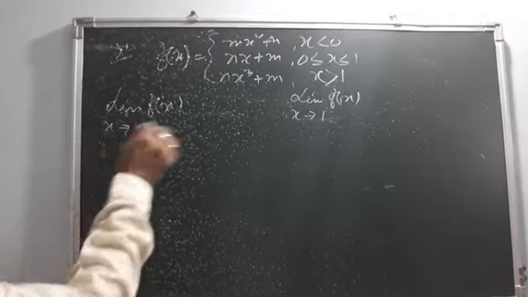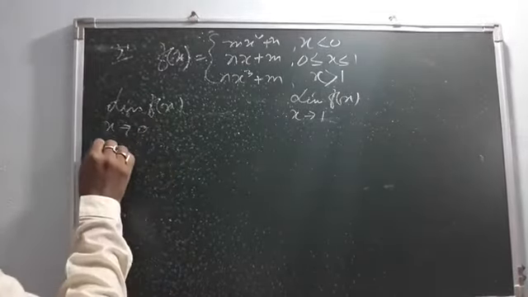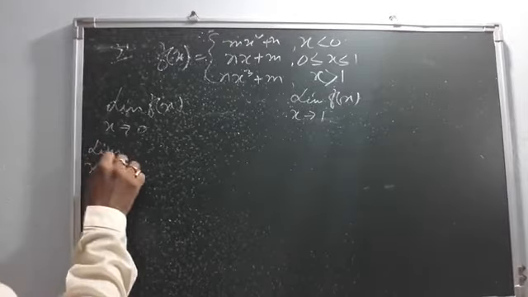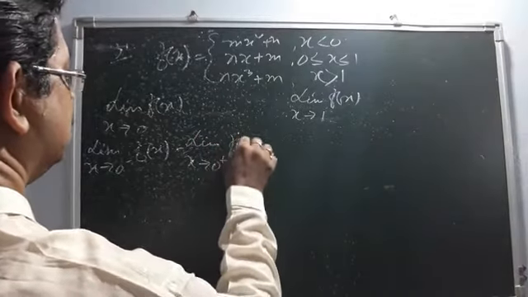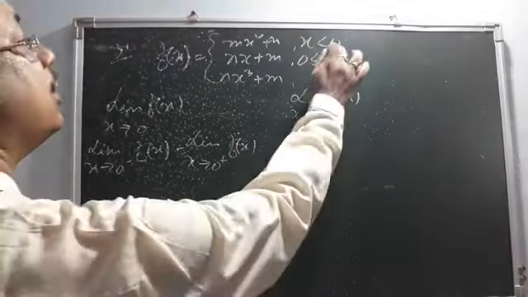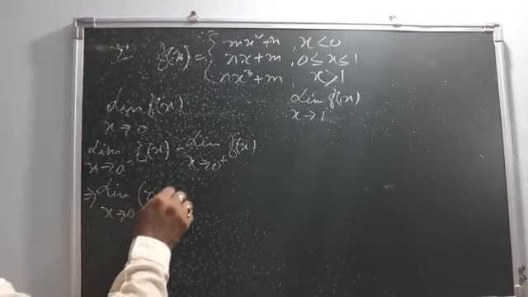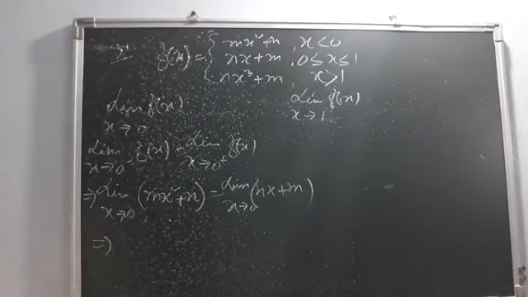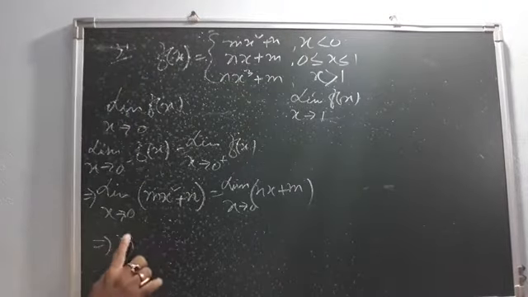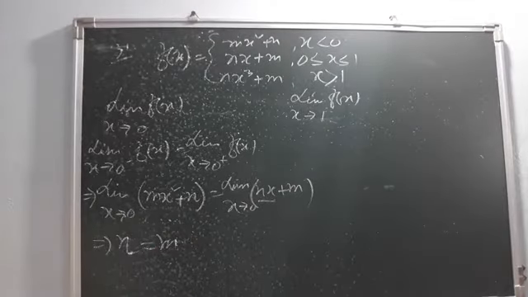If this one exists, of course LHL is equal to RHL, so we can write that limit x tends to 0 minus f(x) equals limit x tends to 0 plus f(x). 0 minus means less than 0, automatically this value we will write mx square plus m. 0 plus means little greater than 0 and nx plus m. If x is 0, then if we put here m into 0, that is 0, and only m will be left. If we put x equal to 0, this term will vanish, only m will be left. So we get what? n is equal to m.